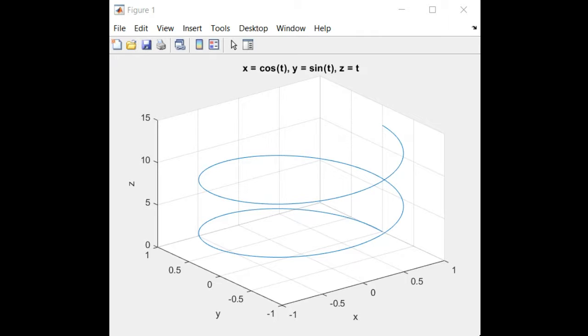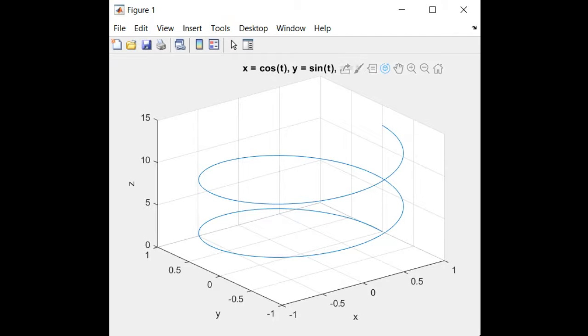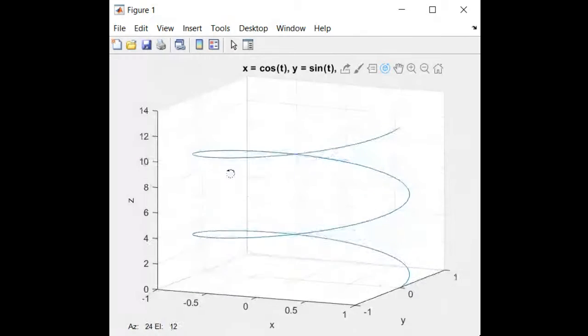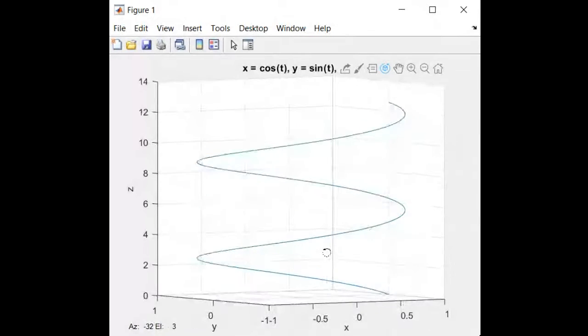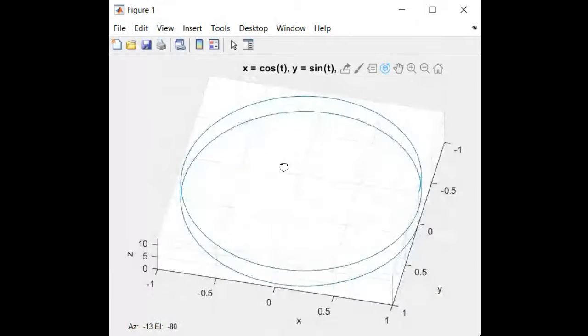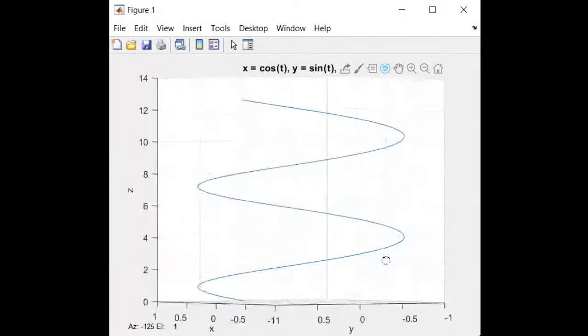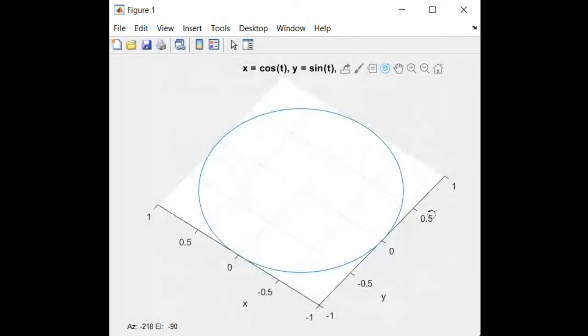So there's a thing you can do with the figure. You go to Tools, and there's a thing called Rotate 3D. You can rotate the figure. It takes a little bit of effort, but you can get it where the x, y, and z axes are like what you see in the textbook.